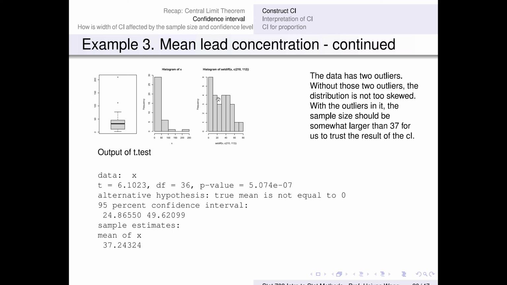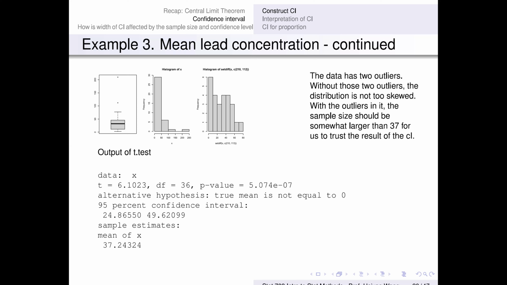The distribution is still skewed, but not as much, not too bad. And we had a sample size of 37. With 37, we do not really need the population distribution to be symmetric normal, but we need it to be not too skewed. So in this case, with the 210 and 112 in there, the distribution is quite skewed.